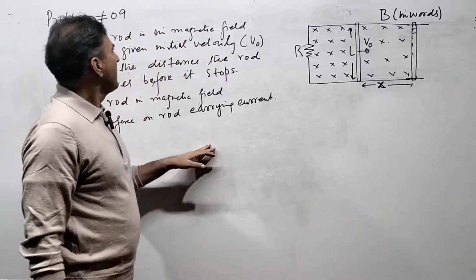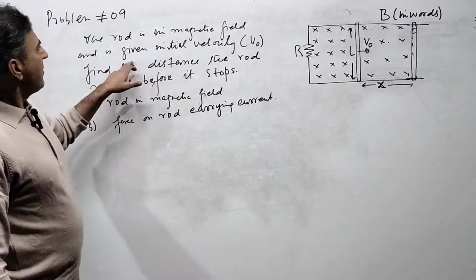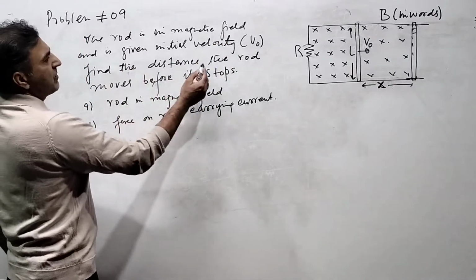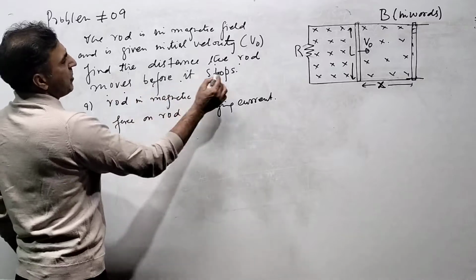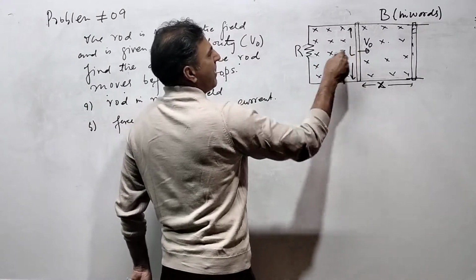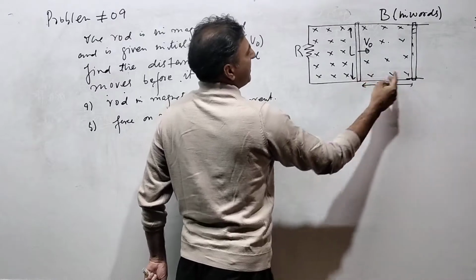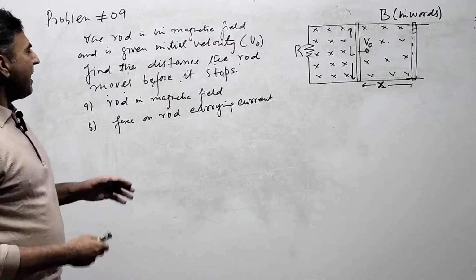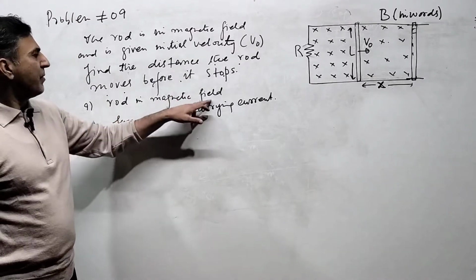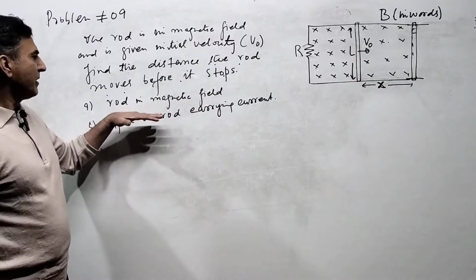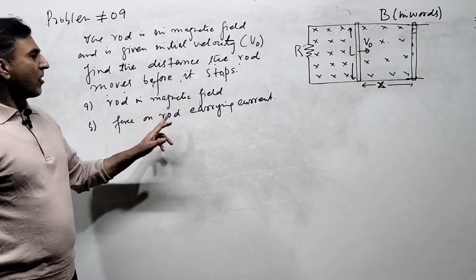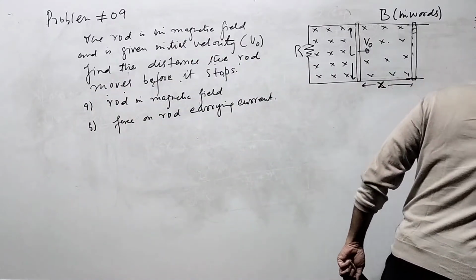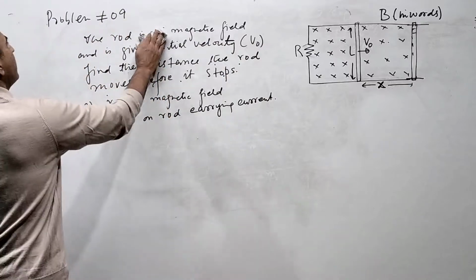So first of all, the rod is in the magnetic field and is given initial velocity v0. Find the distance the rod moves before it stops. That's the question. You are giving initial velocity to the rod and the rod will stop somewhere. We have to find कितना distance उसने cover किया before it stops. तो ये है हमारा क्वेश्चन। लेकिन पहला कॉन्सेप्ट जो इसमें है, रॉड इन द मैग्नेटिक फील्ड में जब रॉड मूव कर रहा है तो क्या होगा, फोर्स ऑन द रॉड कैरिंग करंट। कितना फोर्स होता है रॉड पर जिसमें करंट होता है, that is something that we have to understand.